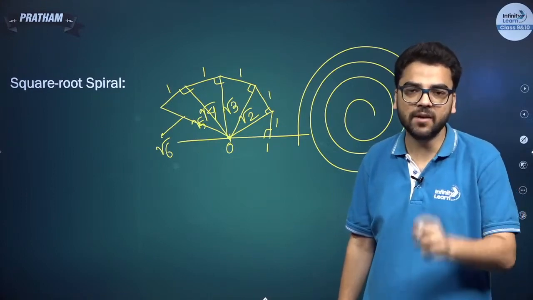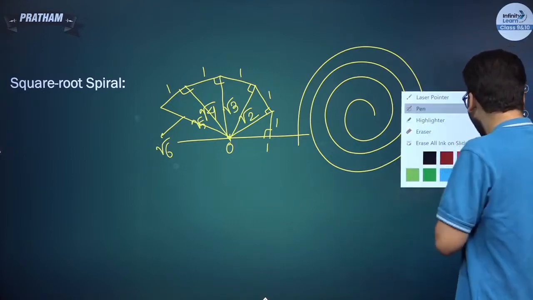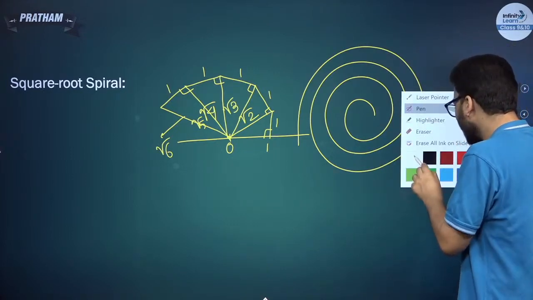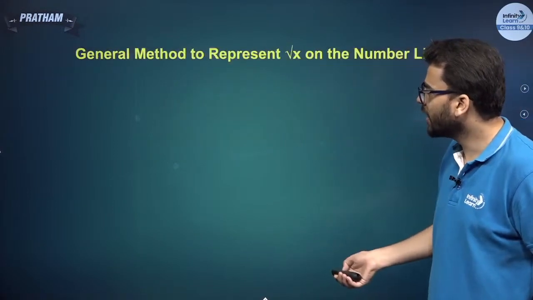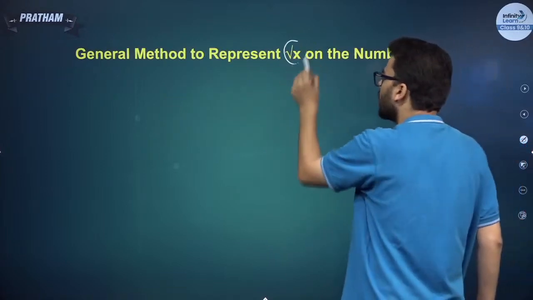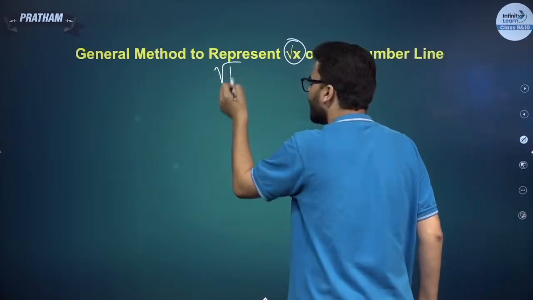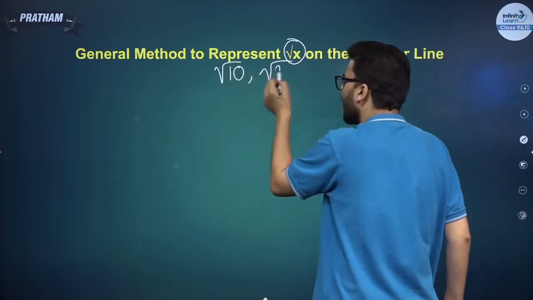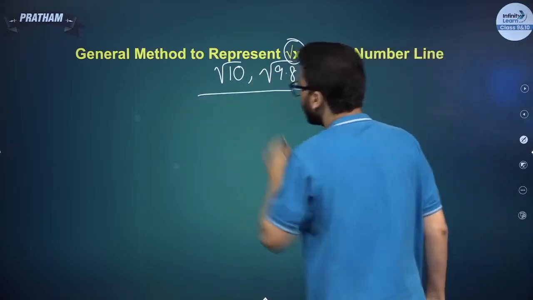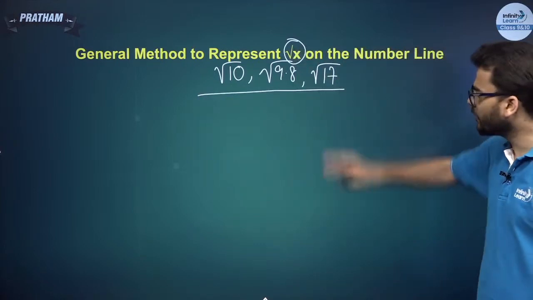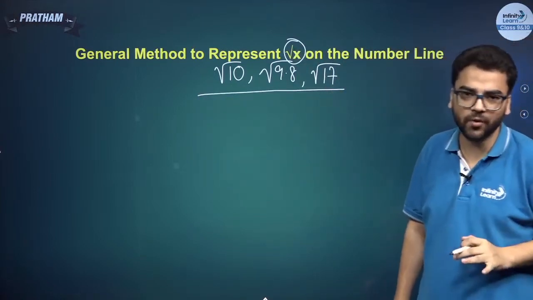Now basically there is one more method by which you can represent square root of x on the number line. I'll explain that, right? So for example, you want to show over here anything, square root of x on the number line. Anything it can be. It can be suppose square root of 10, it can be anything, square root of 9.8, it can be square root of 17, square root of any rational number obviously on the number line. If you want to show, how will you show that? So there is a method of showing that, okay?